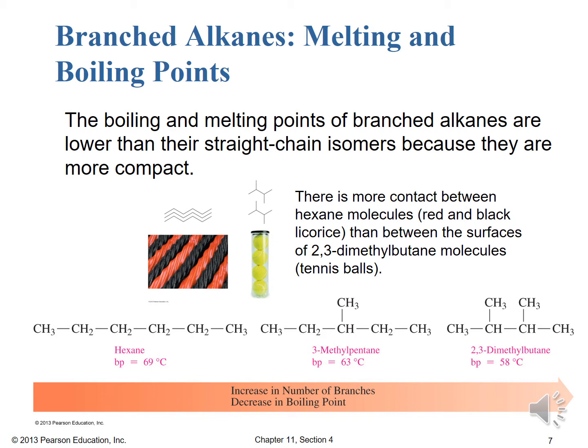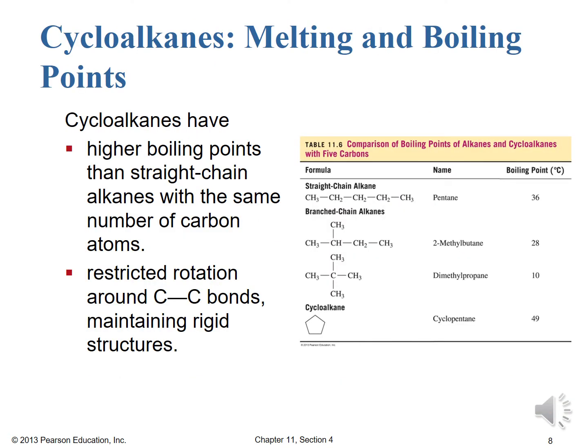So hexane has a boiling point of 69 degrees Celsius at standard pressure, whereas 3-methylpentane has a boiling point of 63 degrees Celsius, and 2,3-dimethylbutane has a boiling point of 58. So the more highly branched we get, the less significant the dispersion force is, and therefore the lower the boiling point. So hopefully that makes sense to you, if not with the structural formulas, at least with the licorice and tennis ball analogies. We also talked about cycloalkanes, so let's talk about their properties.